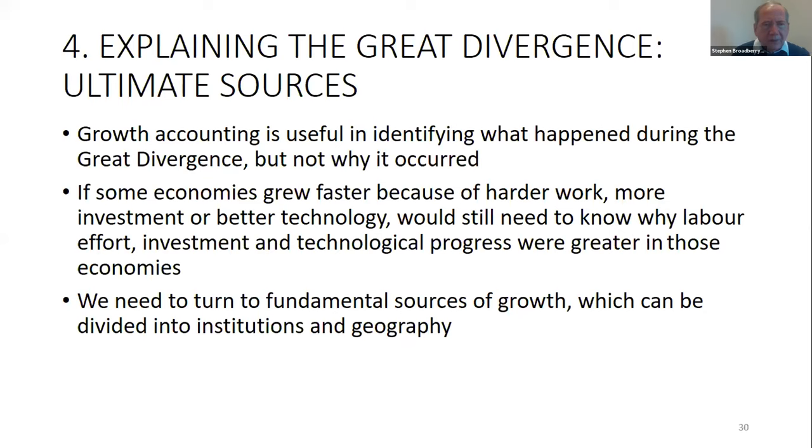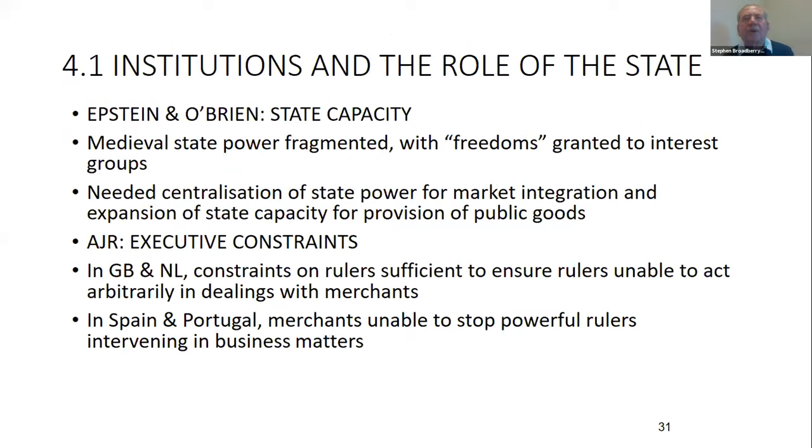Now, I'm going to divide the ultimate sources into two main categories, institutions and geography. So institutions, of course, there's been so much work on this in economic history since the work of Douglass North. And the key issue here really is about the role of the state. Now, there are two strands in this literature, I think, which emphasize either the building up of state capacity or the building up of executive constraints.